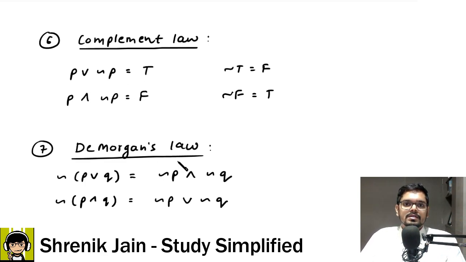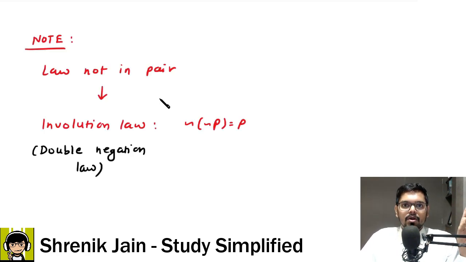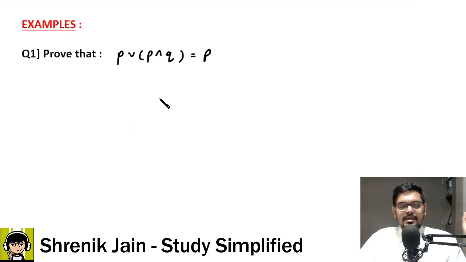De Morgan's law is the same as we studied in probability and Boolean algebra, so there is no issue there. Domination law, static input, that is the only output. So P or T is T, P and F is F. Comes the involution law, which is nothing but double complement. So complement of complement P is P. I hope you remembered every law now with my tricks. So let us see an example.